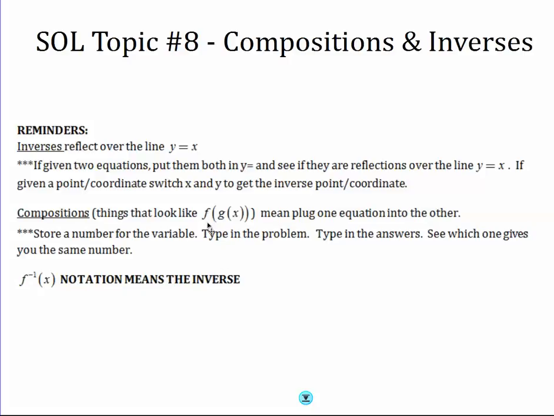Compositions look like this, which is read f of g of x. And that means that you plug one equation into another equation. To do this, we're going to use the store button, which I'll show you an example in a minute. And remember that this notation, f and then the -1 as an exponent, means the inverse of f of x. So let's take a look at some examples.